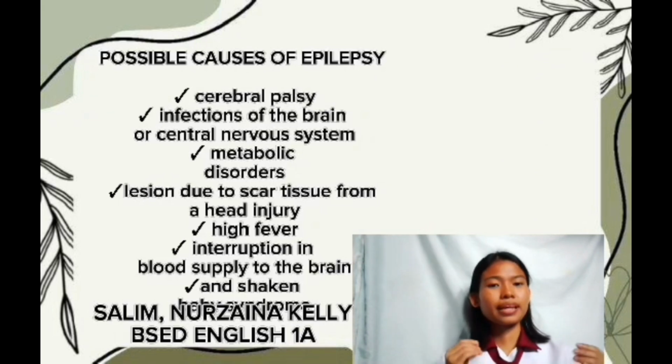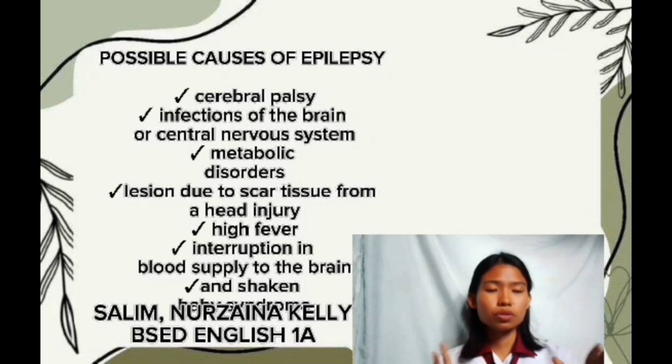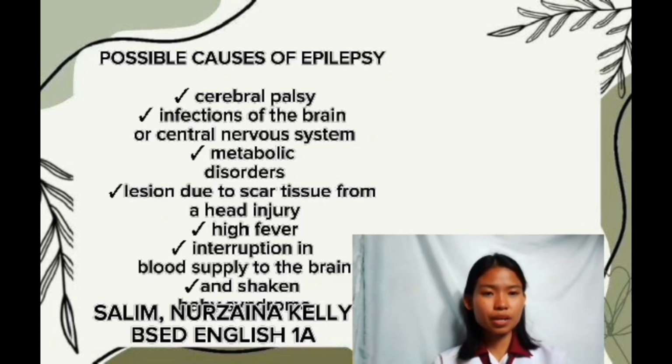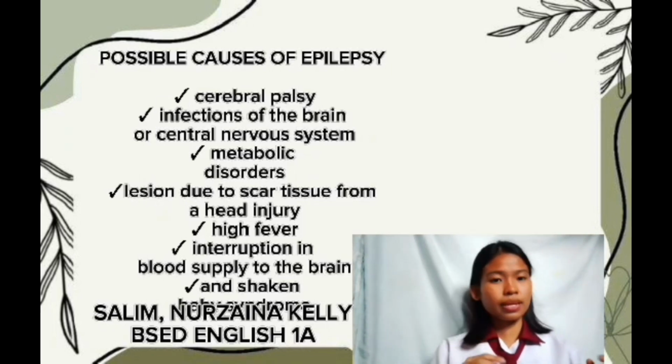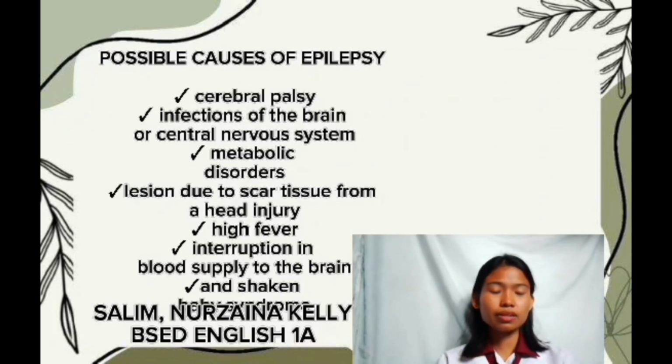Next is the metabolic disorders. Metabolic disorders affecting the brain are a broad category. They involve disruptions in the body's chemical process, impacting brain function. These disorders can cause a range of neurological symptoms, depending on the specific condition.